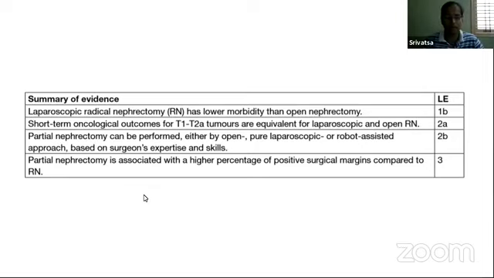Partial nephrectomy can be performed either by open, pure laparoscopic, or robotic-assisted approach based on surgeons' expertise and skills. And partial nephrectomy is associated with a higher percentage of positive surgical margins compared to radical nephrectomy. However, the level of evidence is weak for that.